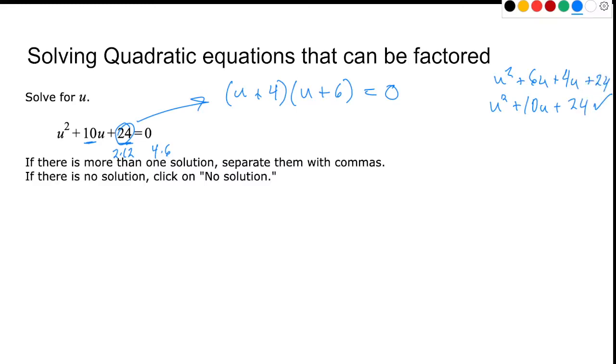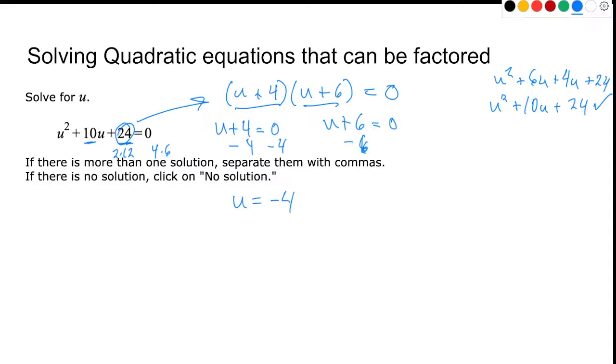Now the thing we're doing here is taking advantage of the fact that when two numbers multiply to give you 0, one of them has to be 0, or both could be 0. So u plus 4 could be 0, or u plus 6 could be 0. They don't have to be 0 at the same time, but as long as one of them is 0, when you multiply, you're going to get 0. And so now we solve it. It becomes solving a linear equation. Minus 4, minus 4, so that gives us u equals negative 4.